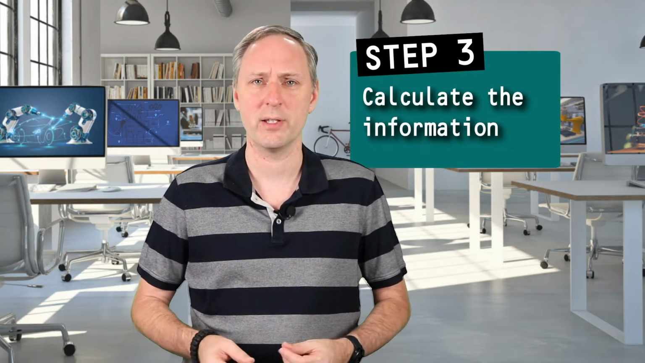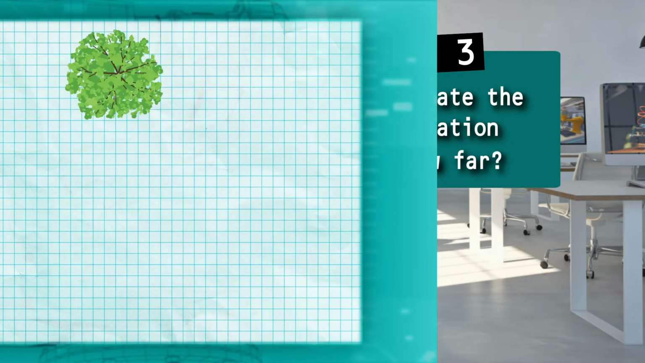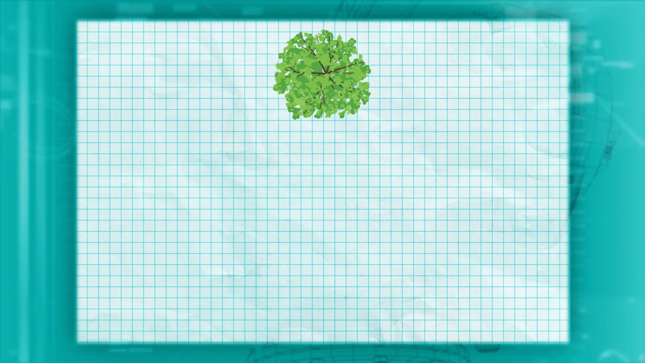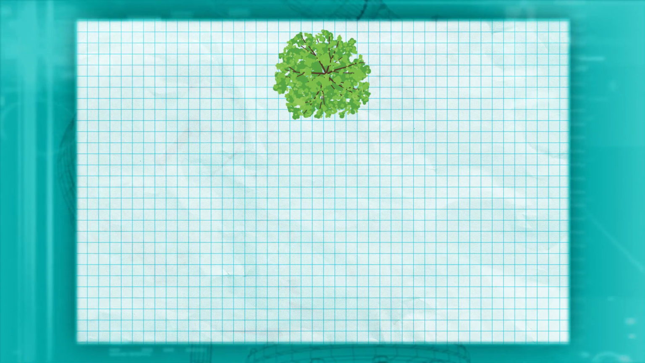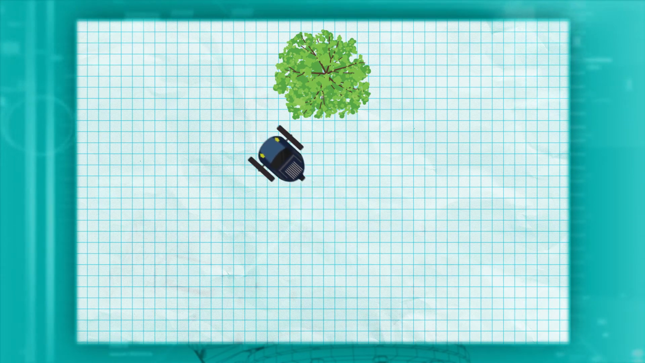The final step is to analyze the images. That is, to calculate information from the features we've identified during the processing stage. One bit of information that the robot often wants to know is, how far away are the things I can see from me? For our tree avoidance example, we want to be able to use these features to determine how far away the tree is so we can turn early enough to avoid a collision.